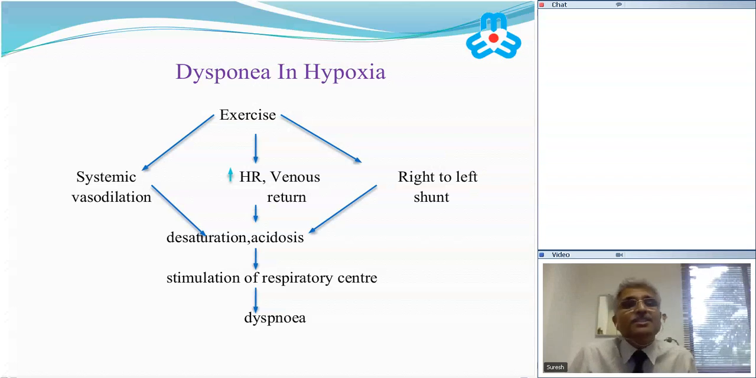Consequently, there is desaturation and acidosis. Both hypoxia and acidosis are stimuli to the respiratory center, and that causes tachypnea and dyspnea. This is the pathogenesis of hypoxia causing dyspnea.